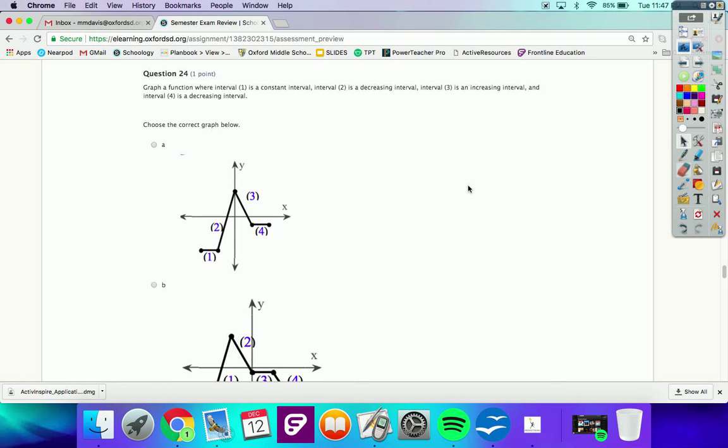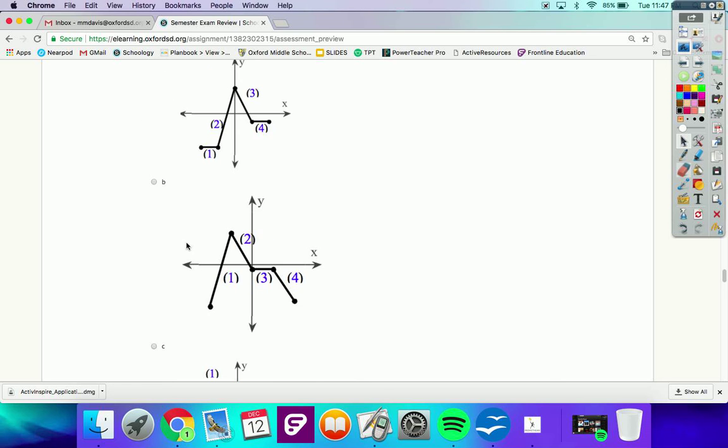All right, number 24 is where you are breaking down the intervals based on whether or not they're increasing, decreasing, or constant. We're looking for something that starts out constant, so it's going to be flat. Then it is going to be decreasing, so it's going down. Then it's increasing and then decreasing. So I'm going to look for flat and then going down.